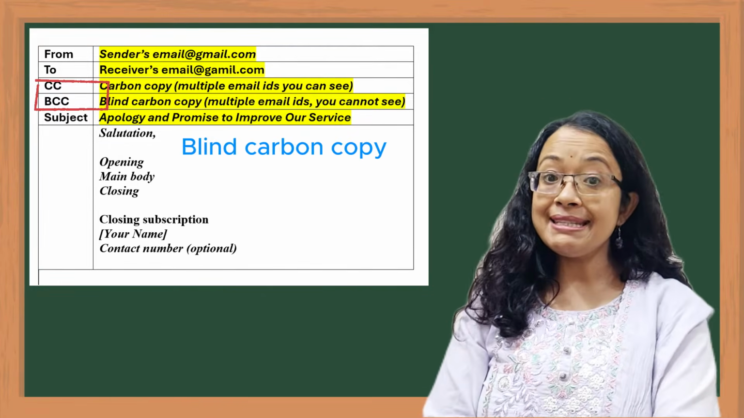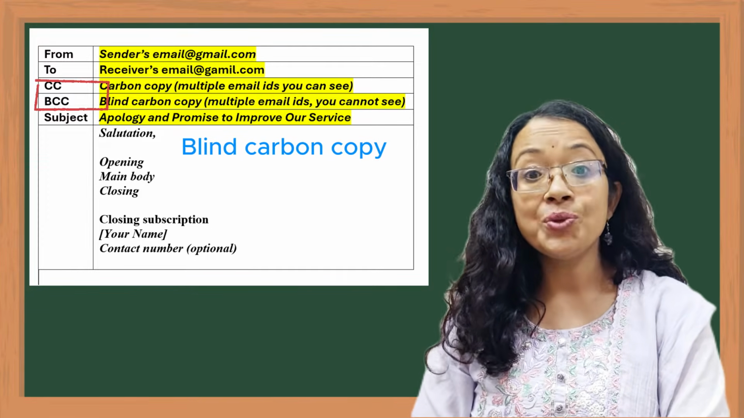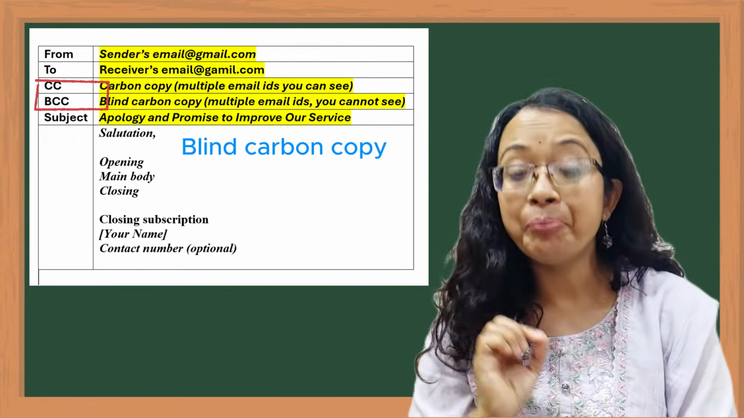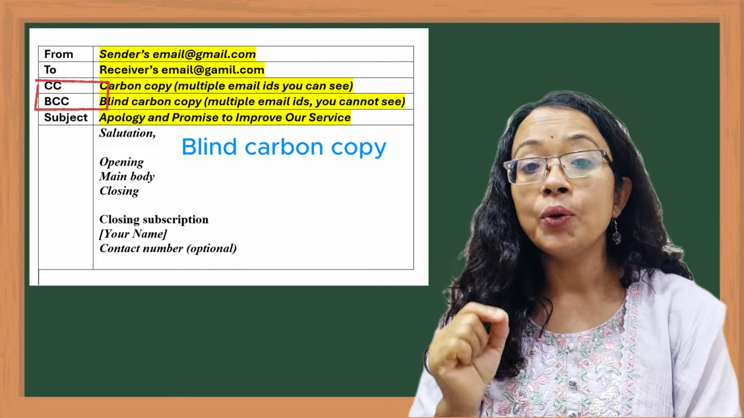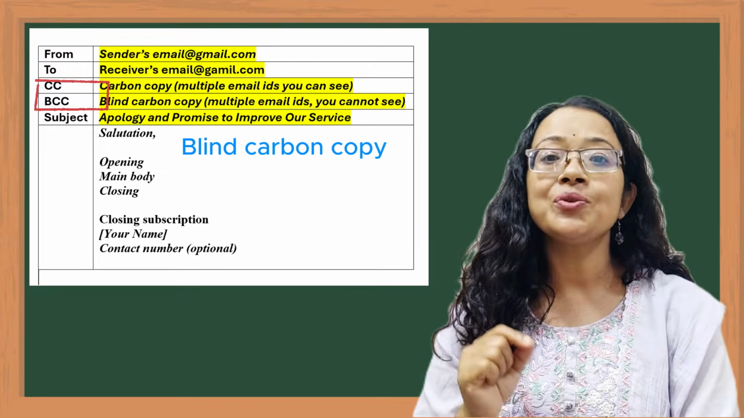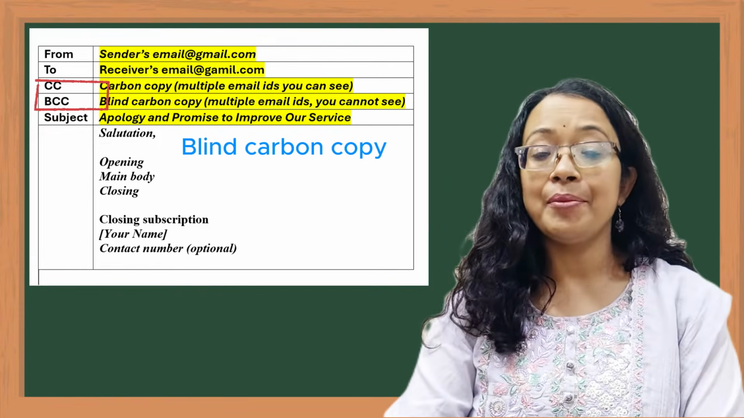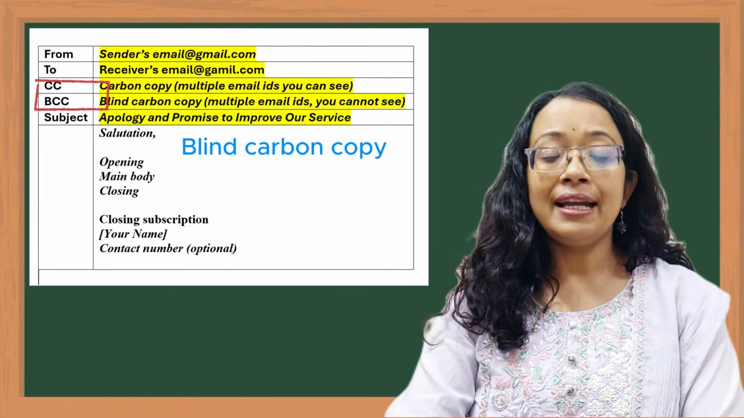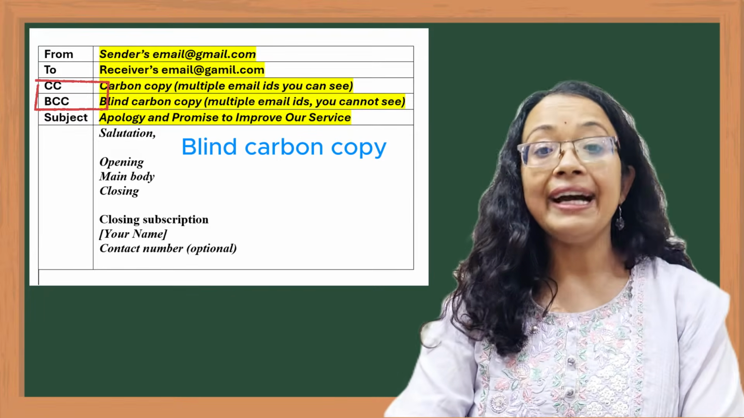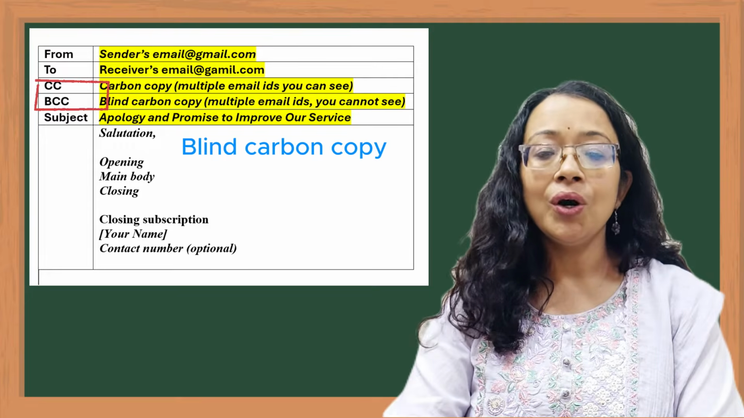But BCC means blind carbon copy. Blind means that you cannot see. So it means when we want to send the same email to multiple people, but we don't want to reveal who else has got the same email, in that case we need to write the email IDs in the BCC box. For example, I am a teacher of 20 students and I need to inform 20 of my parents about the parents meeting, and I don't want to reveal the email IDs of each parent to the others.